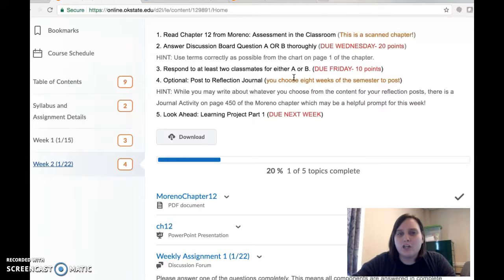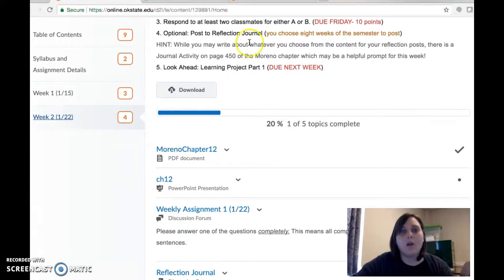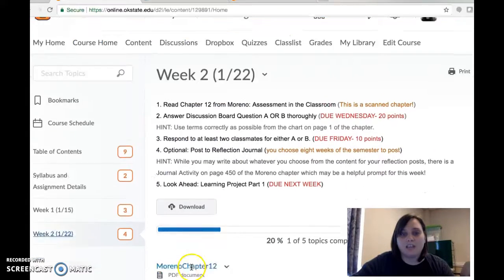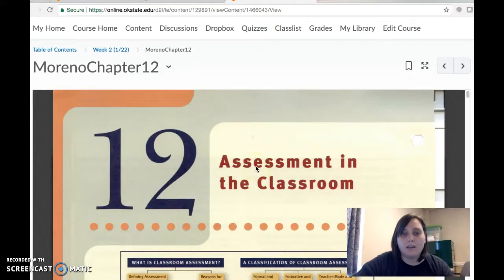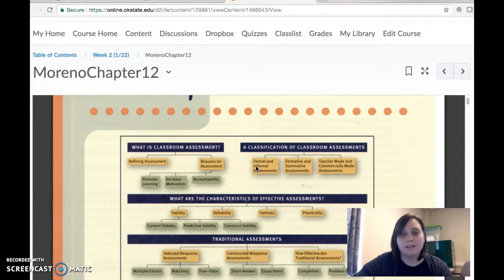There's not a really good piece on assessment in the textbook that you buy for this class, so we're going to use Moreno for this, and then you'll have the Ormerod book for the rest of the semester. So it says this is a scan chapter. Here's the Moreno chapter right here. I've already got it open here. Chapter 12, Assessment in the Classroom.